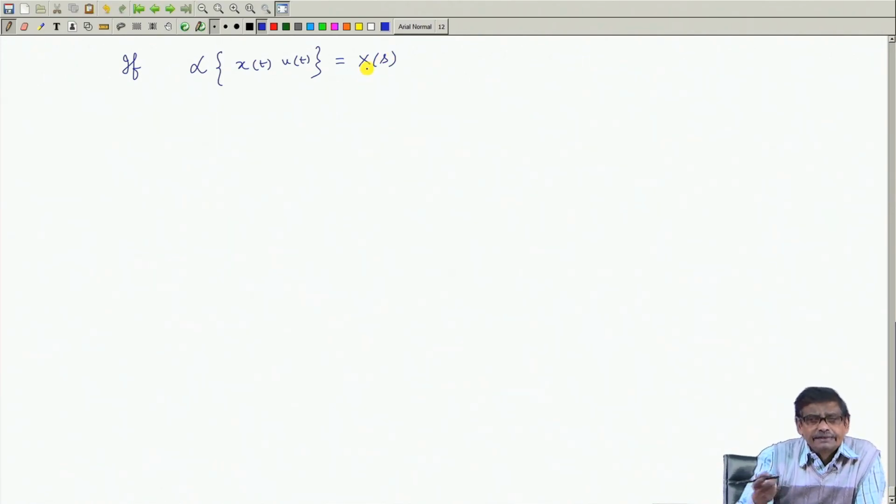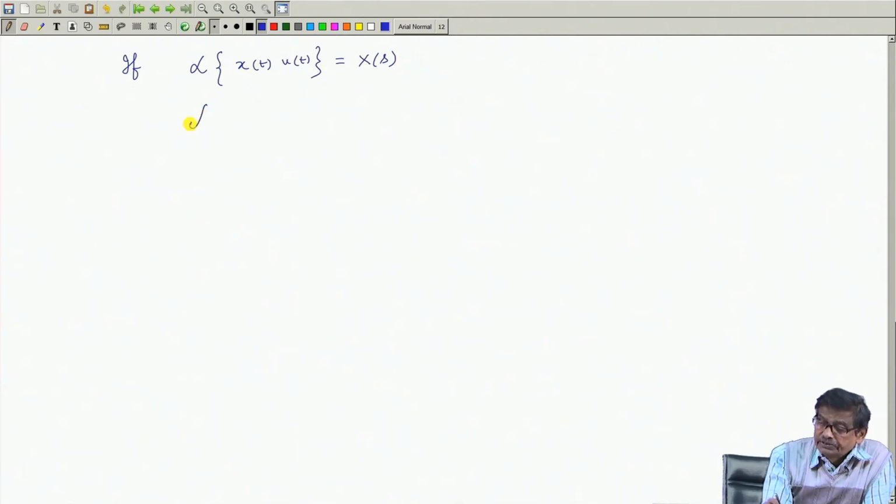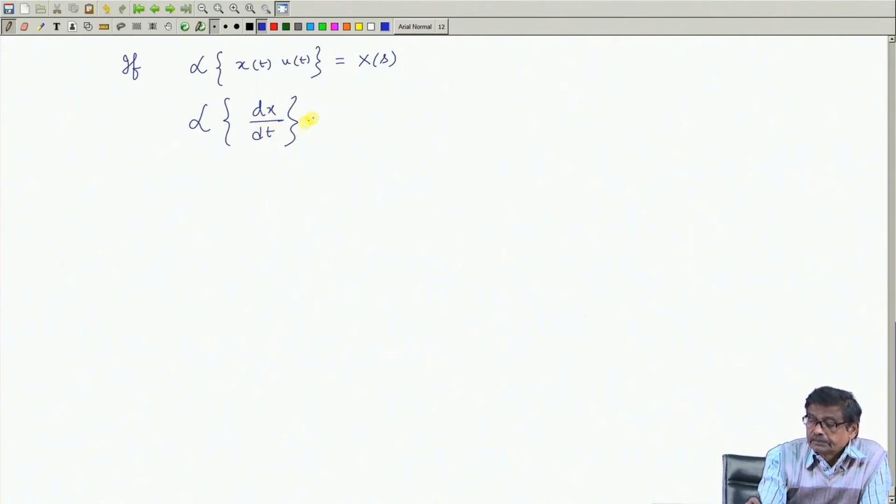I am repeating x(t)u(t), you understand. It means that the value of this whole function x(t)u(t) is equal to 0 for t less than 0, and it is equal to x(t) for t greater than 0. That is clearly understood. So, if this is the thing, then what will be the Laplace transform of dx/dt? That is the question.